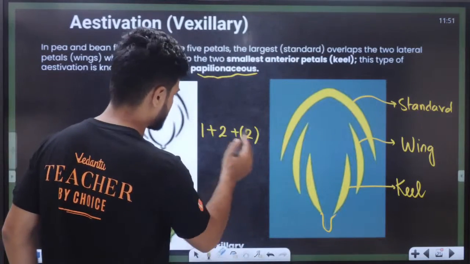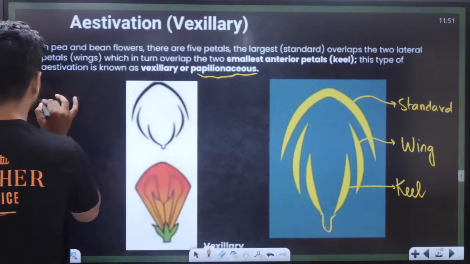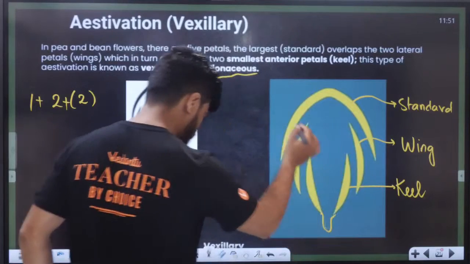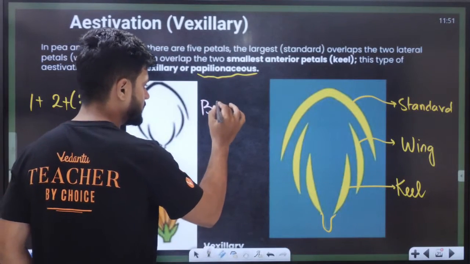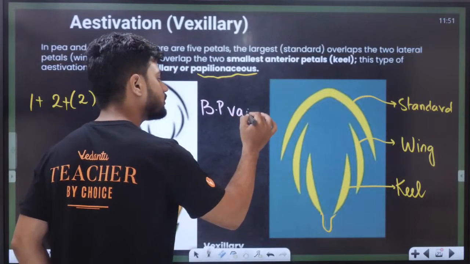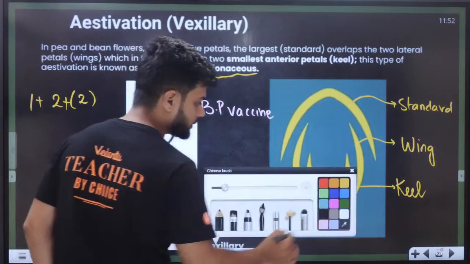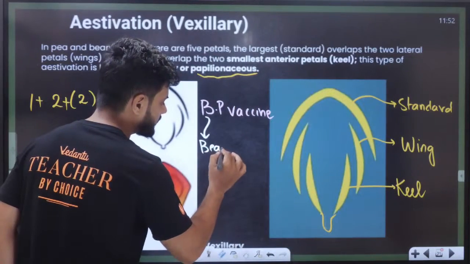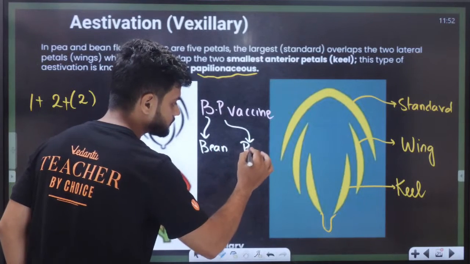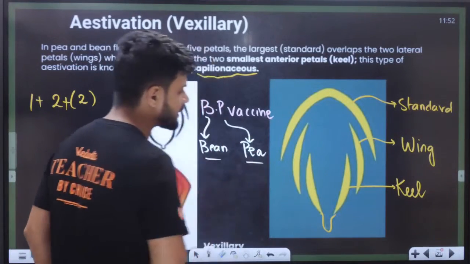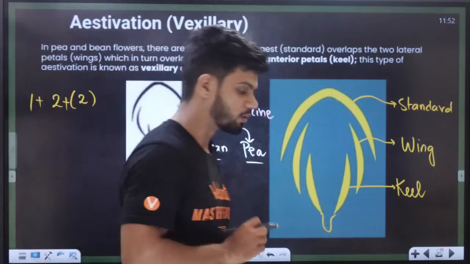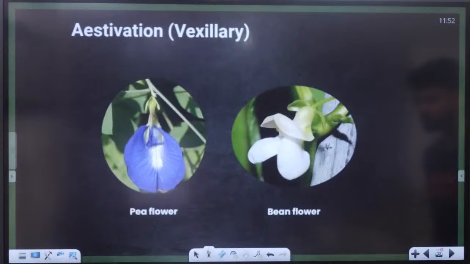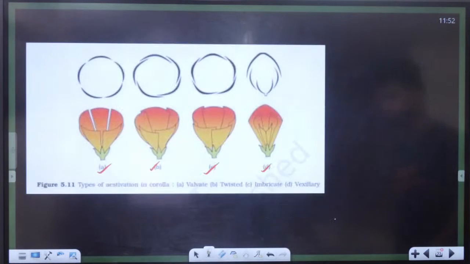I'll just erase this. This one I'll write here. Very simple, students. BP vaccine. The trick is very simple: BP vaccine. B stands for bean, and P stands for pea. So are they also examples of zygomorphic? Yes, they are also examples of zygomorphic. So bean and pea, that is BP vaccine for vexillary aestivation. So all of them are done.